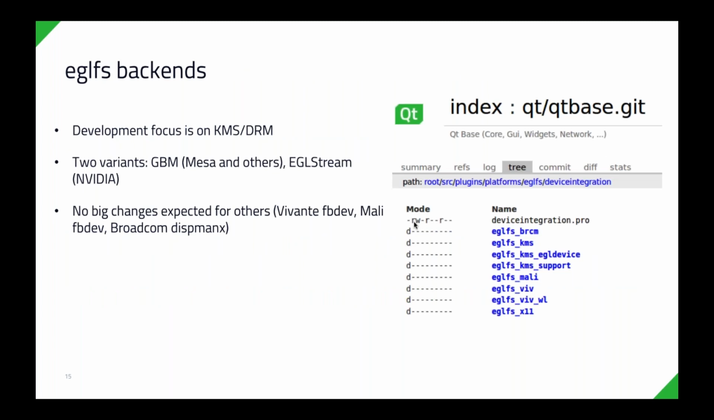I'm just listing out the different EGLFS backends that are available to us. As I said, with the recent approach, the focus is on KMS and DRM, utilizing those APIs in implementing the EGLFS. There are two variants to it. One uses the GBM, the other uses the EGLStream. And we also have a few FBDev specific implementations. As you could see on the right-hand side, we have these EGLFS Mali and Viv implementations.